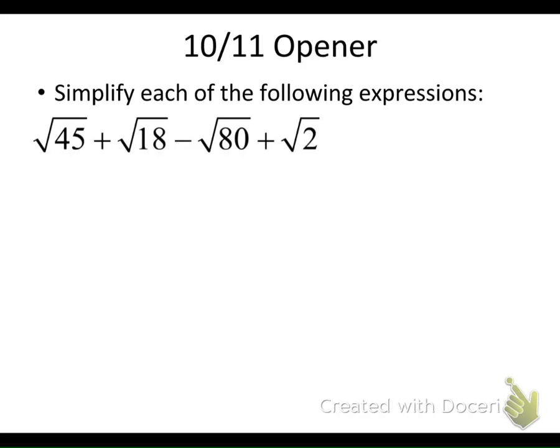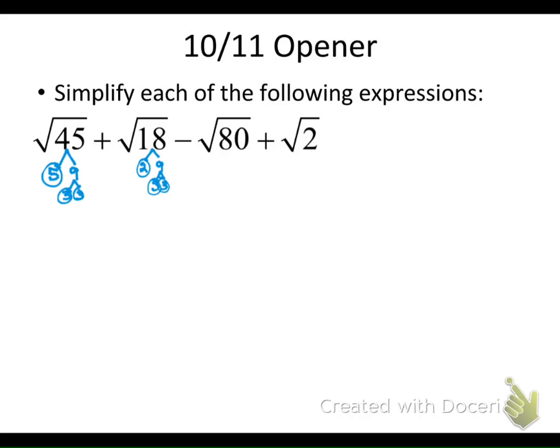So now we have a longer one here. Square root of 45 plus the square root of 18 minus the square root of 80 plus the square root of 2. So we're going to start by factoring. So 45 we have 5 and 9. For 18, 3 and 6. For 9 we have 3 and 3.